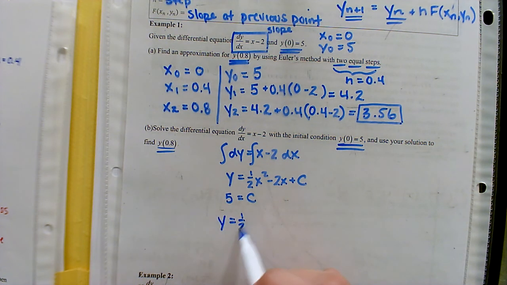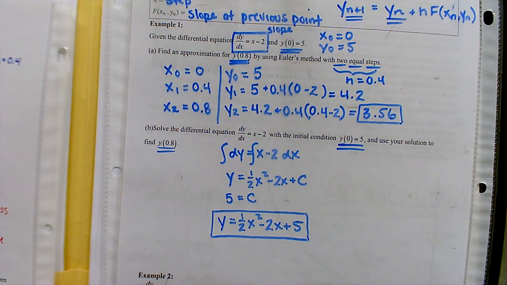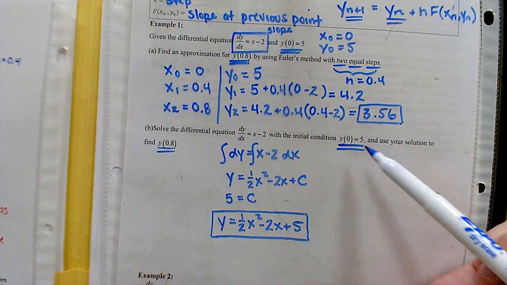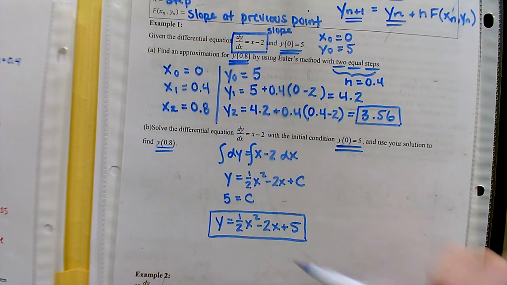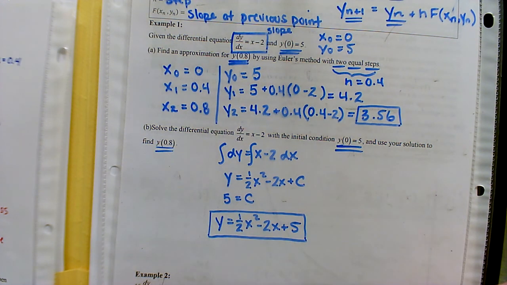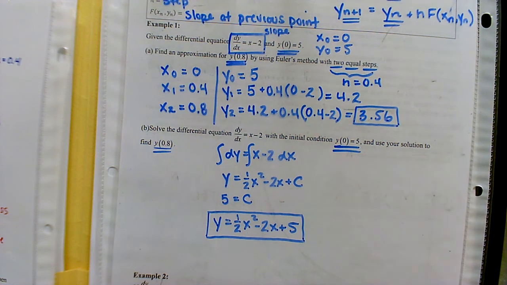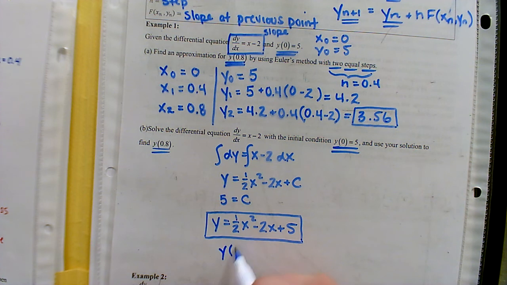So we have y equals 1/2 x squared minus 2x plus 5. So here's the exact equation of the curve of the graph that goes through the 0, 5 point. Okay, so let's use this equation to now calculate the value if we were to plug in 0.8. So you may need a calculator. If you were to plug in 0.8 for those x's, what would the actual coordinate or y value be?